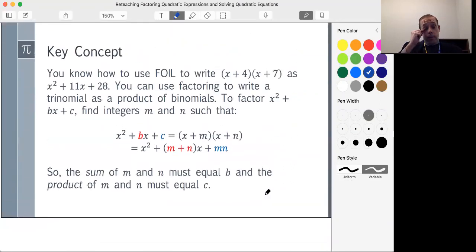All right, so key concept. We know we can FOIL to multiply two binomials and get a trinomial. So this is a binomial times a binomial, and we get a trinomial, three terms. Now to go backwards, we use factoring. So I can start with a trinomial and write it as a product of two factors. When we have a simple one where a is equal to 1, we just have to factor the constant term and find the factors that add together to give us the middle term. This method is sometimes referred to as the guess and check method.